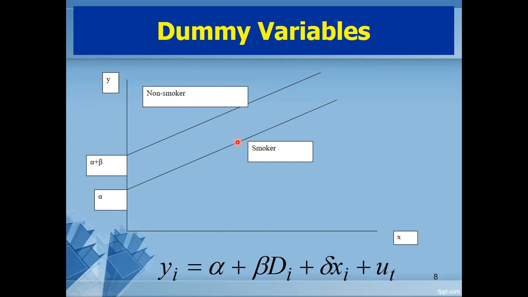Okay, please take this point very clearly and keep that in your mind. The number of dummy variables should be equal to one less than the number of categories of the qualitative variable. Again, the number of dummy variables should be one less than the number of categories of the qualitative variable.